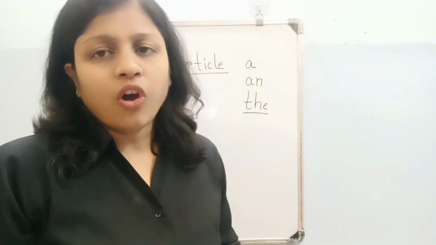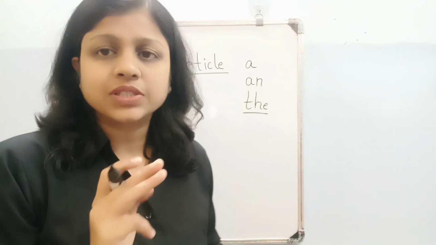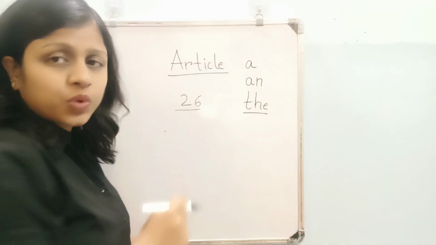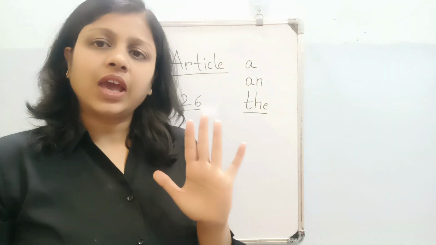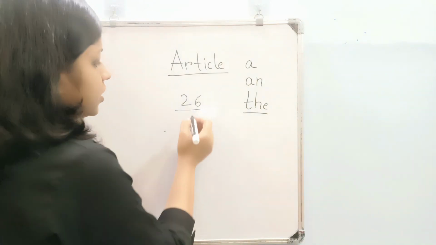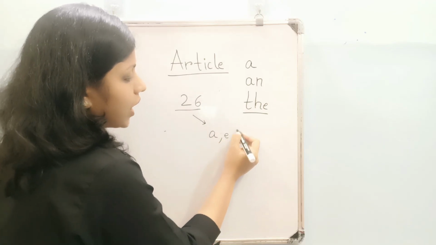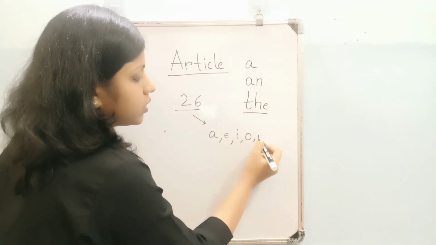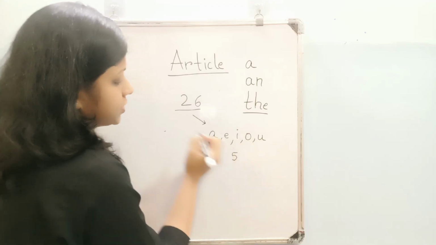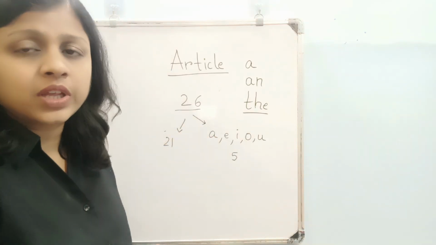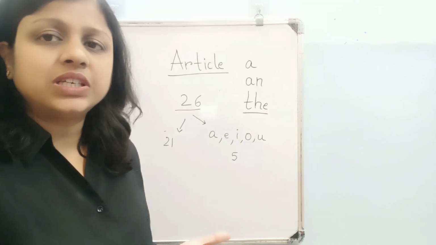First, we all know we have 26 alphabets, A to Z. In these 26 alphabets, we have 5 vowels: A, E, I, O, U. And we have 21 consonants like B, C, D, F.